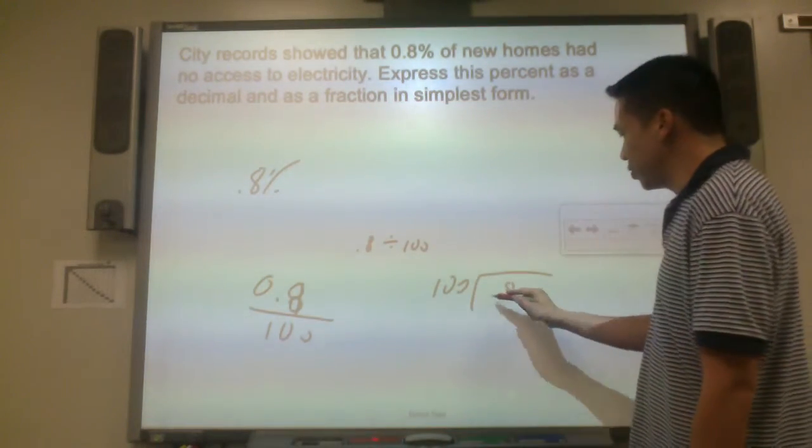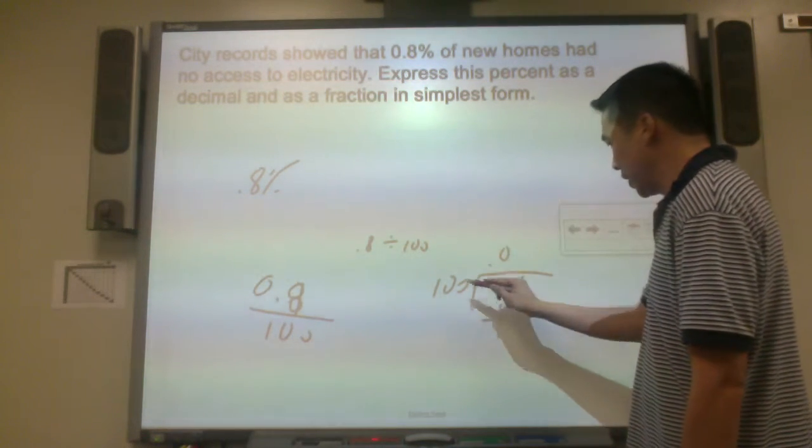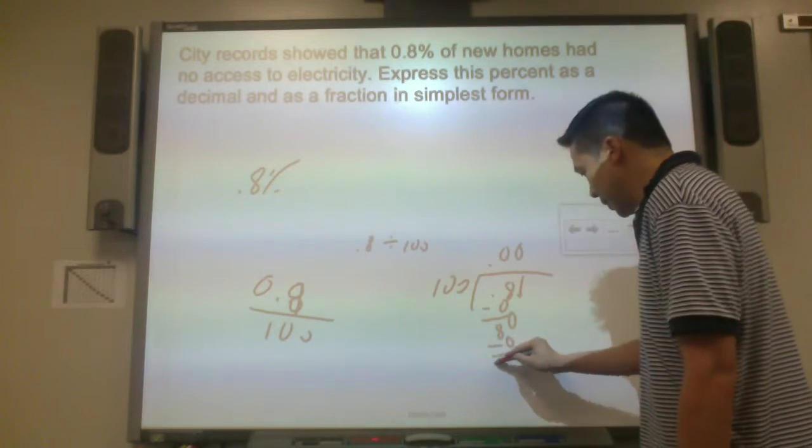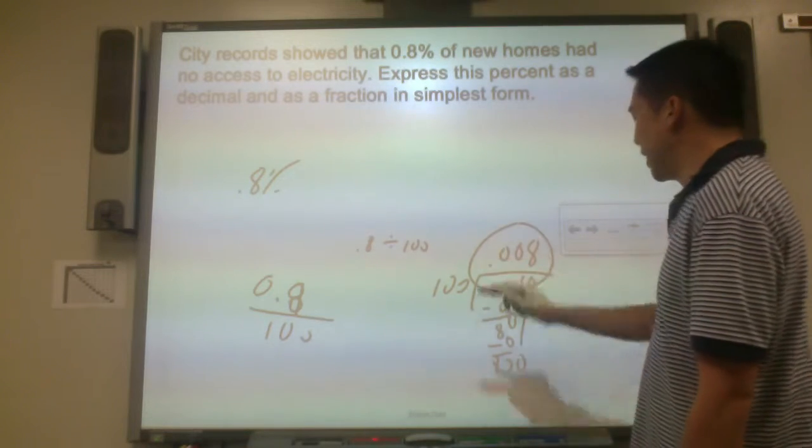Can 100 go into 8? 0 times. 8, get rid of the remainder, add 0. Can 100 go into 80? 0 times. And our 0, bring it down. Can 100 go into 800? 8 times. So the decimal is that.